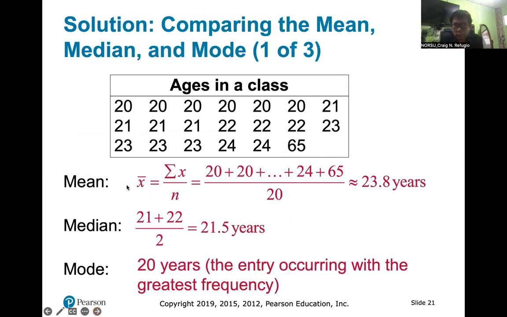So we can add all the data. So X bar is approximately 23.8. Why approximately? Because the value is rounded off. If the quotient is exact, then you have to use equality.